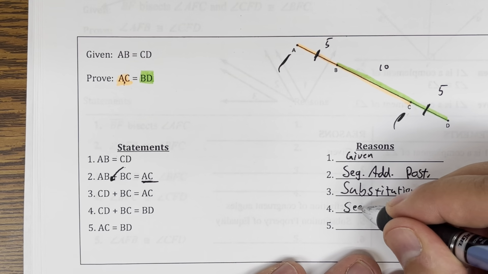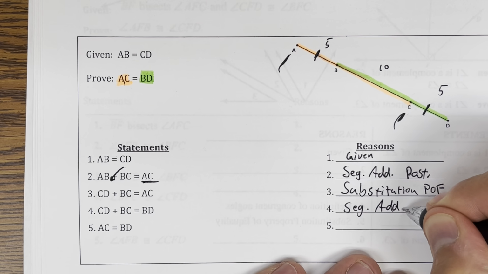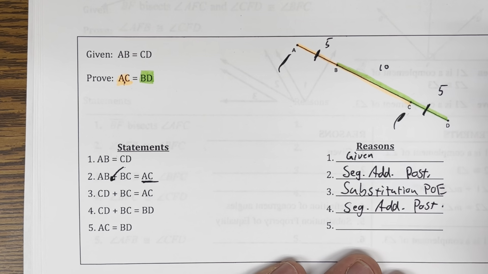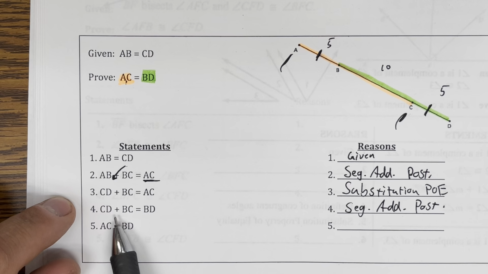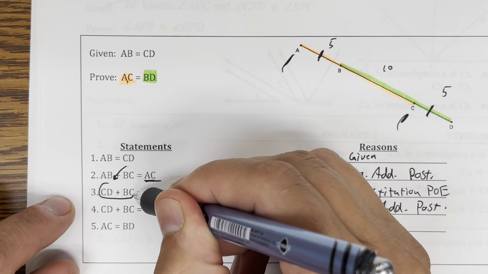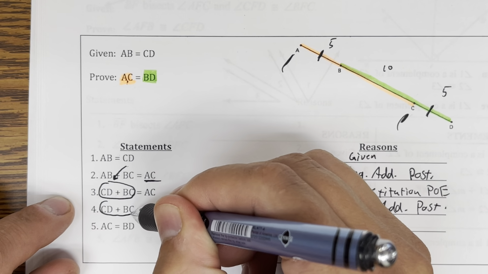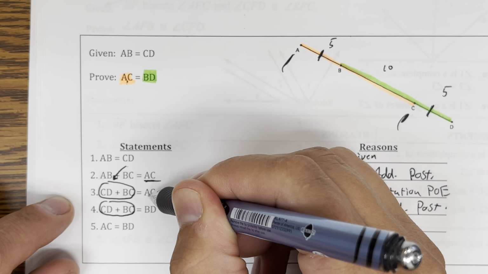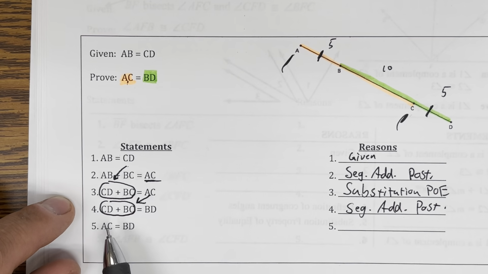We use the segment addition postulate. Now, notice these say the same thing: CD plus BC, CD plus BC. Since these are the same, I can substitute AC in for CD plus BC.